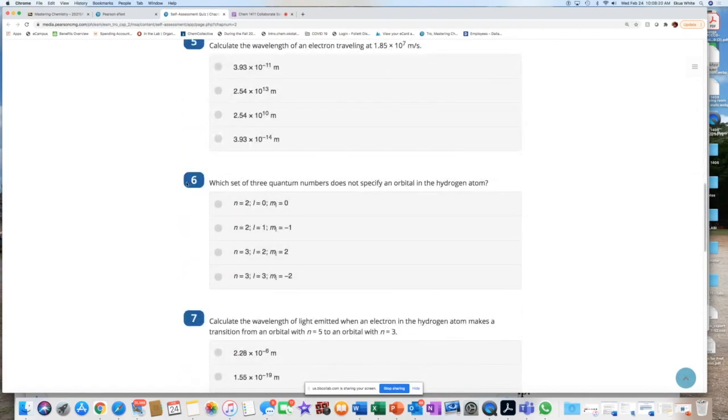Oh, let's do number 6, because this relates more to what we just worked on, right? Which set of 3 quantum numbers does not specify an orbital in the hydrogen atom? Now, I mentioned this earlier that if you have a question like this, what you're looking for is which of these do not work, right? Because it says which of the 3 sets of quantum numbers do not specify an orbital. If you know the restrictions in your head, it makes it a lot easier.